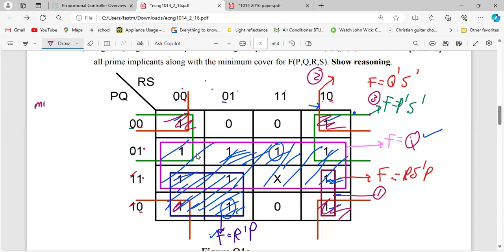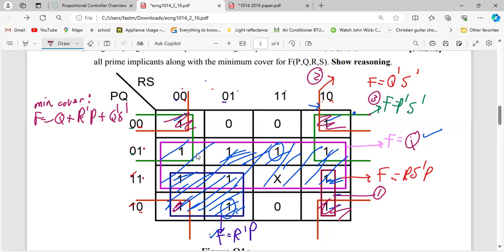So the minimum cover, the boxes that we need, is Q, because Q covers that, plus we have this R prime P, and the red one, which is Q prime S prime. So that's the minimum cover. That's the minimum number of boxes we need to cover all the ones, all the essential prime implicants. All the same thing, it's the same steps.